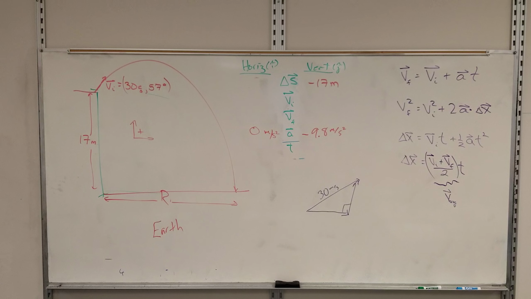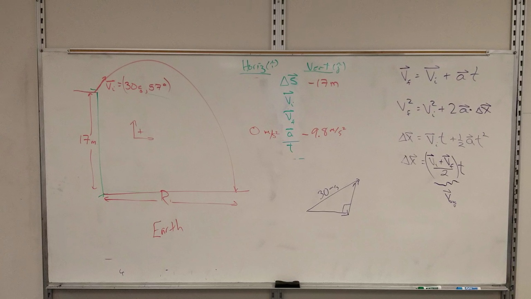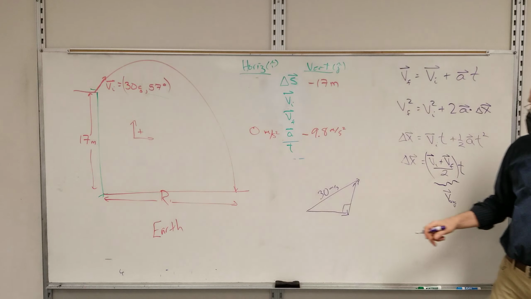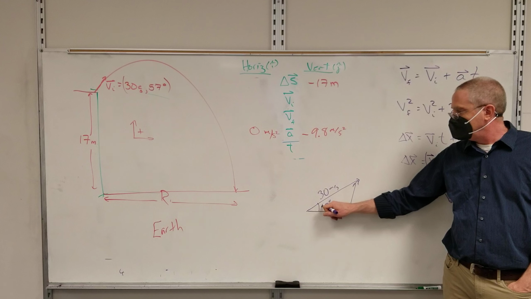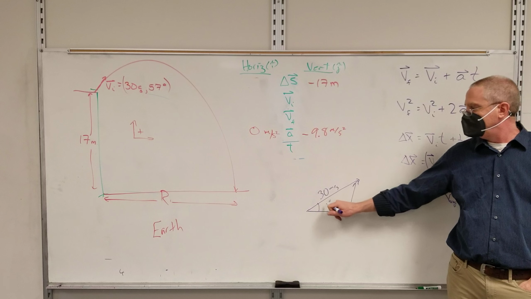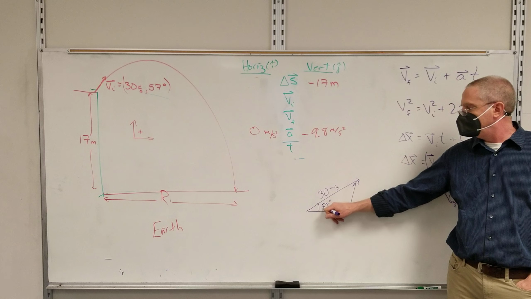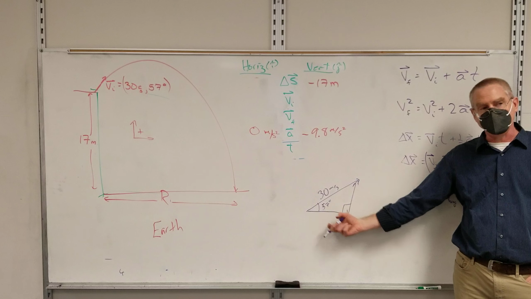This is a process that we will use throughout the course. We will have a vector and we need to break it up into perpendicular components. It's not always going to be horizontal and vertical, but we'll be breaking up a lot of vectors. This angle here is 57 degrees. I have an opposite side, I have an adjacent side.